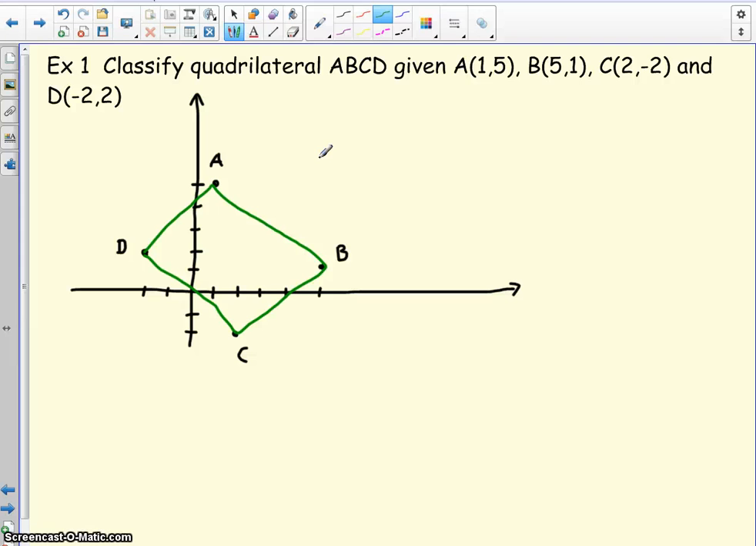I can't give you full marks on a test or a quiz or an exam if you look at a shape and say, oh, it's clearly a square or a rectangle, without showing any math to prove it. So again, the sketch will give you an idea, but we still need to show all the math. What I'm going to do first is calculate the slopes of each side. That means I need to calculate the slope 4 times.